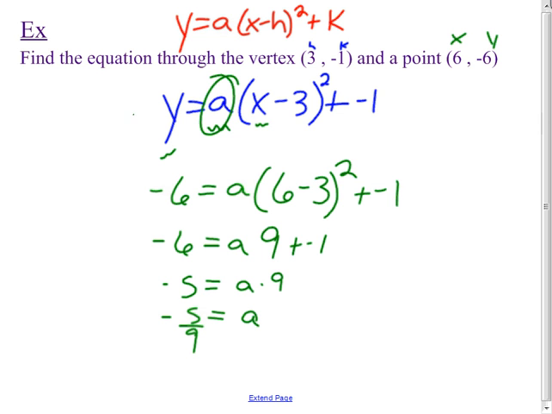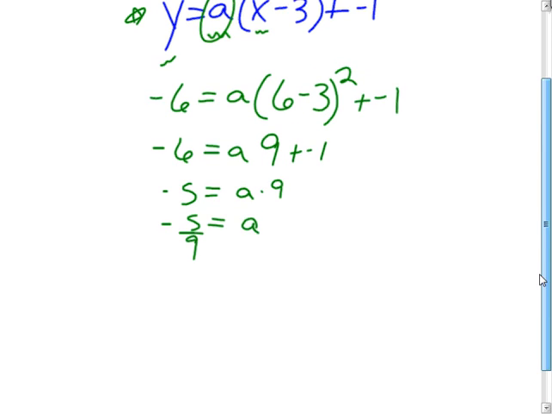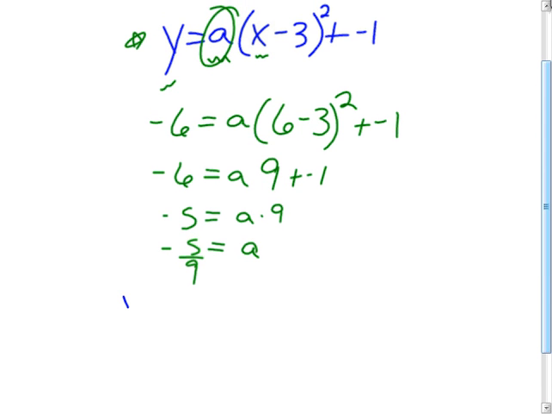I now have my A. I have my blue equation up here. So my equation is y equals negative 5/9 times the quantity x minus 3 squared plus negative 1, or minus 1 again, your choice.